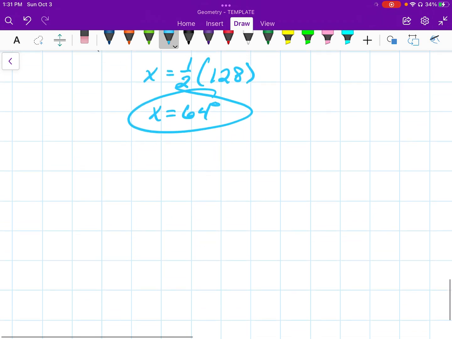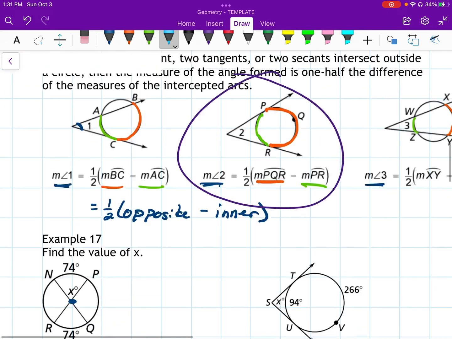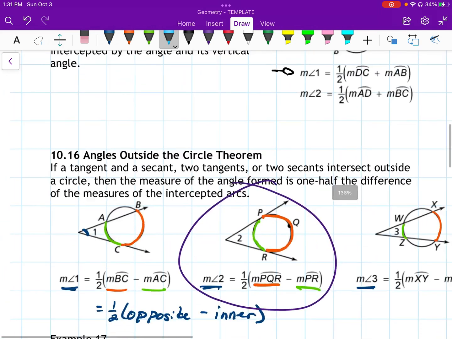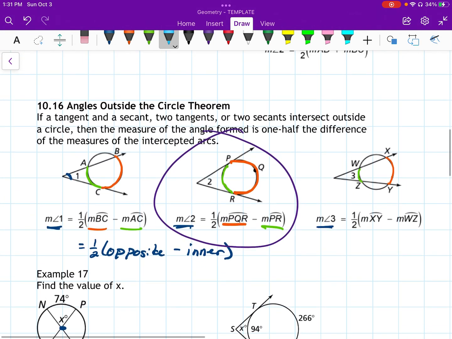All right, that is all. This was 10.5. Make sure that we have, where's the picture? This is probably the most important picture for it. Alrighty.